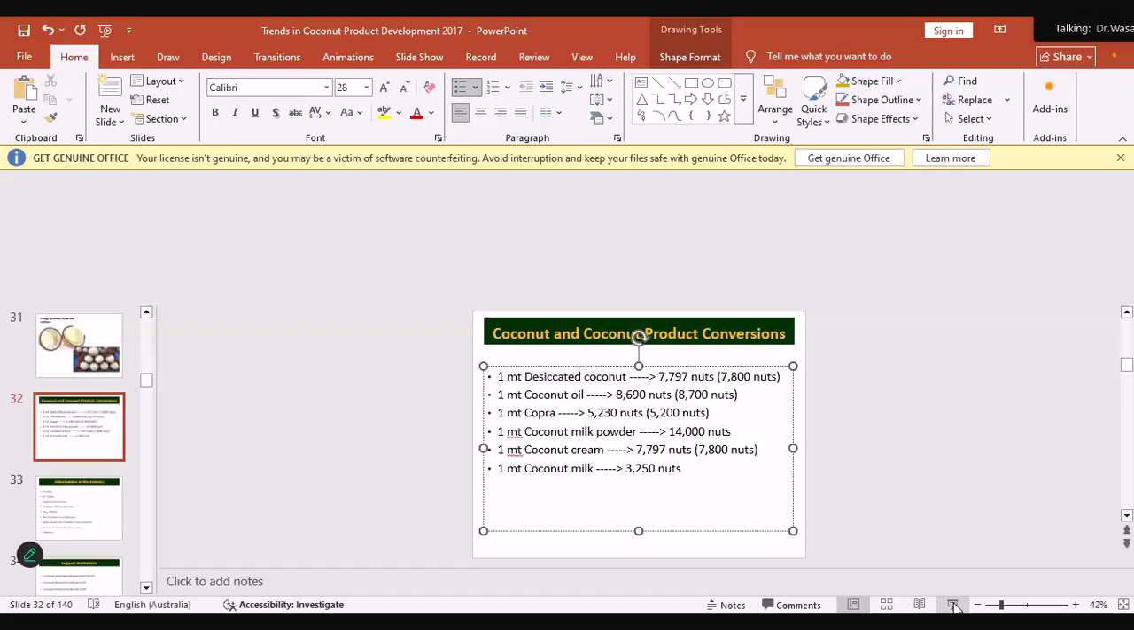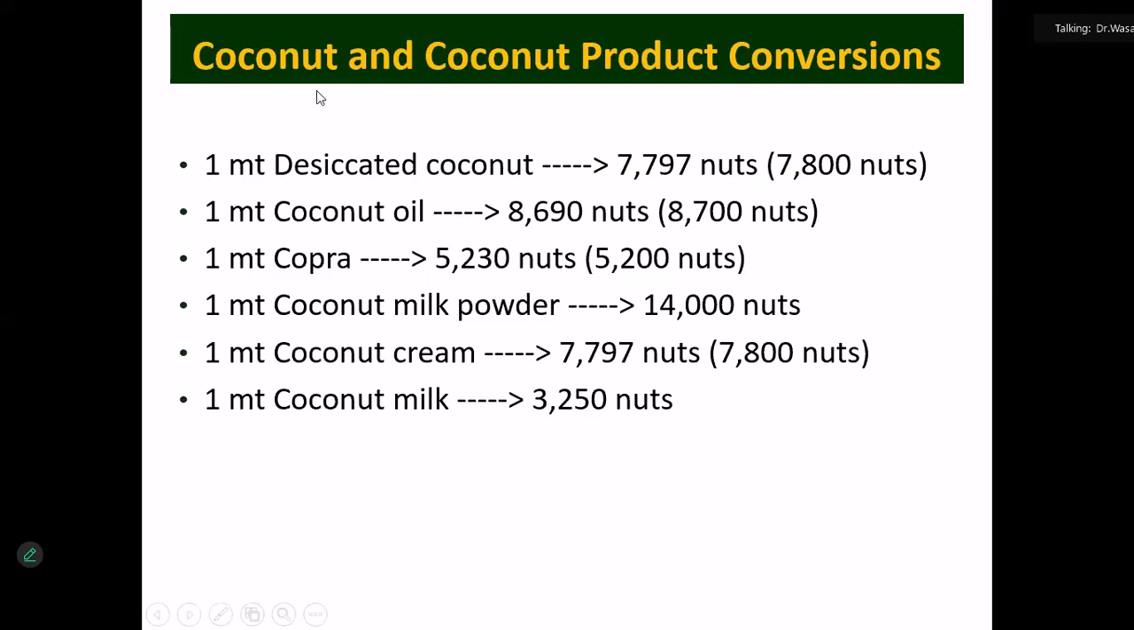So now you can see, to produce 1 metric ton of DC, you need 7,800 nuts. Coconut oil 8,700 nuts. Copra 5,200. Milk powder maximum 14,000 nuts, for the reason that it is in dry form. Powder means no water at all. Then coconut cream, same as earlier. Coconut milk needs the least number of nuts, because it is water based.